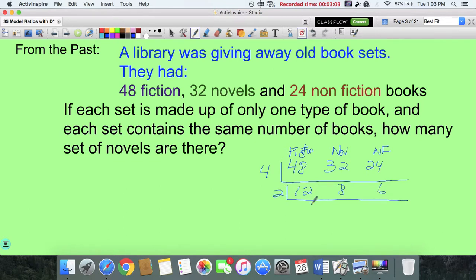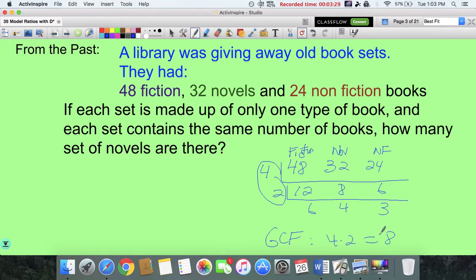2 works. 2 goes into 12 6 times, 2 goes into 8 4 times, and 2 goes into 6 3 times. This is a GCF problem, so I'll stop because there's no other number that goes into all 3 numbers. So here's my GCF. My GCF is the product of those 2 numbers, or 4 times 2, which gives me 8. Now you've got to figure out, what does that 8 mean?